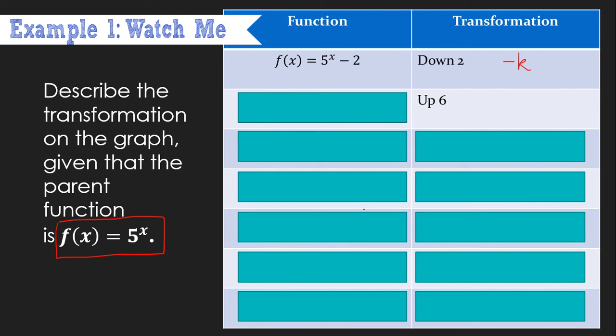Okay, well here I'm moving up 6, so this would indicate that I would be adding k to the end of my function. So again, I'm just going to have that 5 to the x, but this time I'm going to add 6. When you're moving in that vertical direction, that one's, I think, the easiest because we just add or subtract a number at the end of whatever function we were already given.